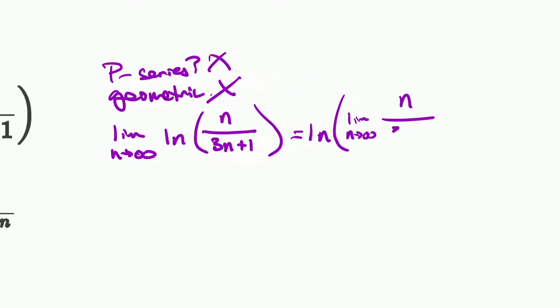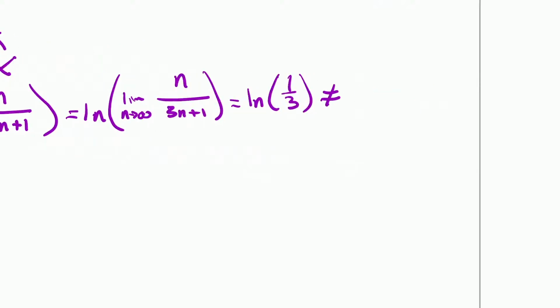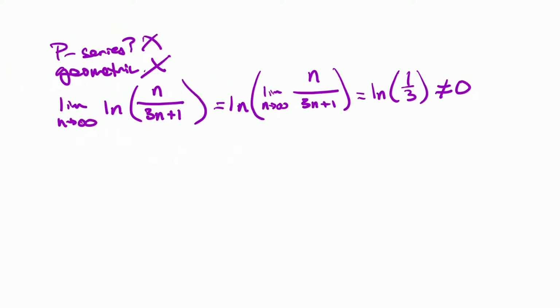Very nice work, though. 3n plus 1, and that's going to equal the natural log of 1/3. What is the natural log of 1/3? I don't know, but your calculator knows. It's around negative 1.1 or something like that. But it's not 0. That's the key, that does not equal 0. And because that does not equal 0, it doesn't matter if this is alternating or not. This will diverge. So we're using that test for divergence.